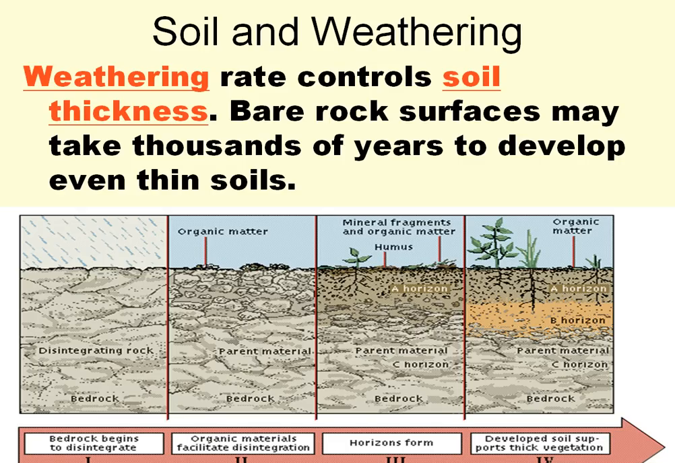So we were talking about weathering rates. Let's talk about soil and weathering rates. Let's tie the two together. Because eventually when things get broken down, they're going to form soil. So weathering rates control soil thickness. Bare rock surfaces may take thousands of years to develop even thin soils.